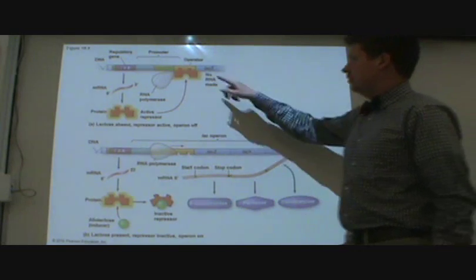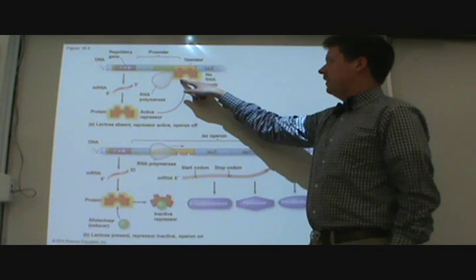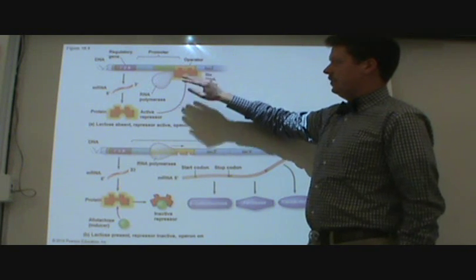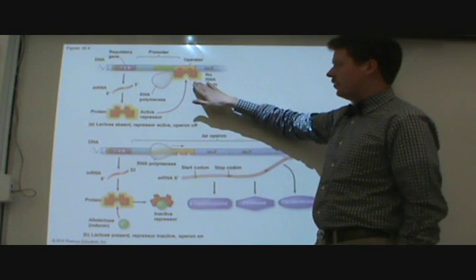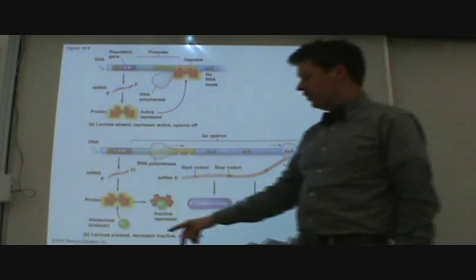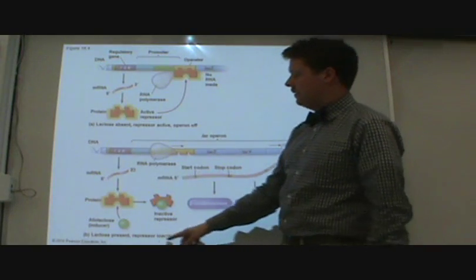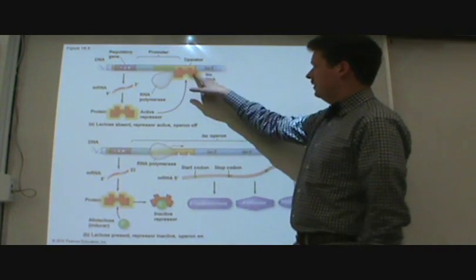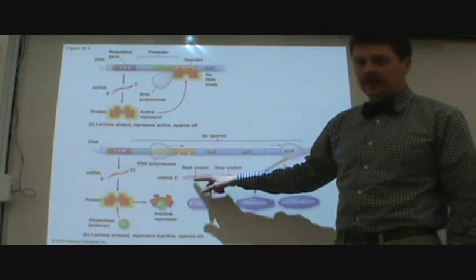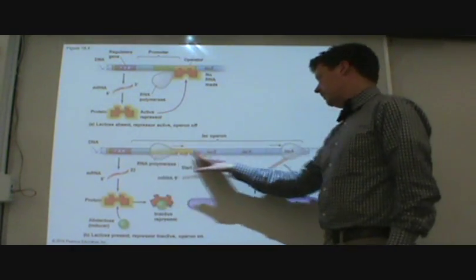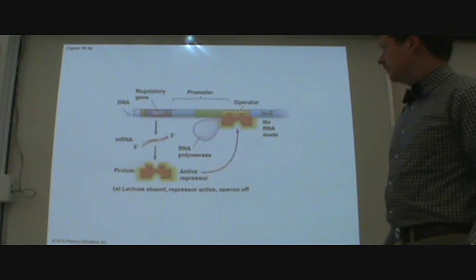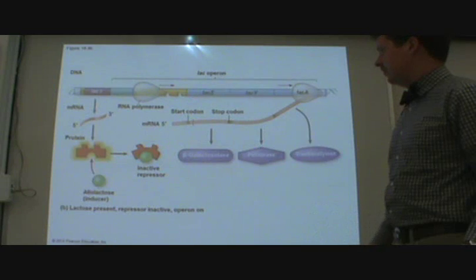So this is what that looks like. Normally, the repressor is going to be active and bound to the operator, and that's just what normally happens. And then when allolactose comes in, it's going to bind to the repressor and make it so it can no longer bind to the operator, and now RNA polymerase can activate these genes. So, this is a zoomed in version of what that looks like.